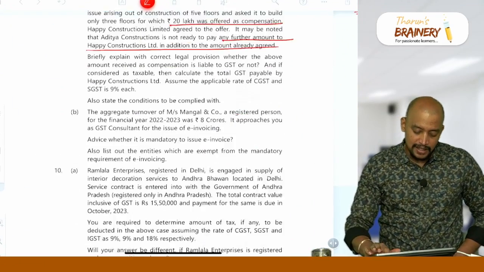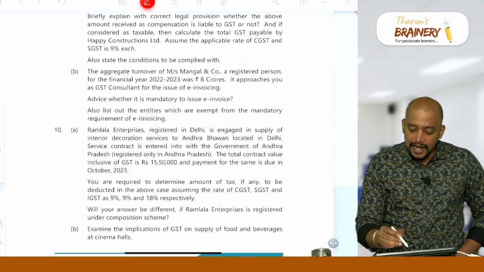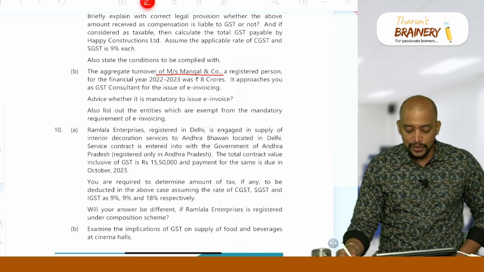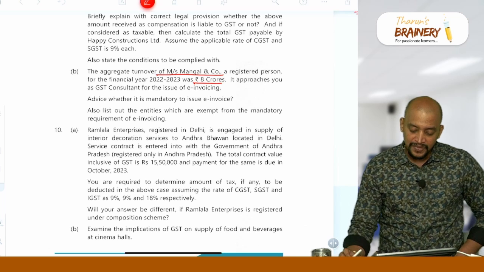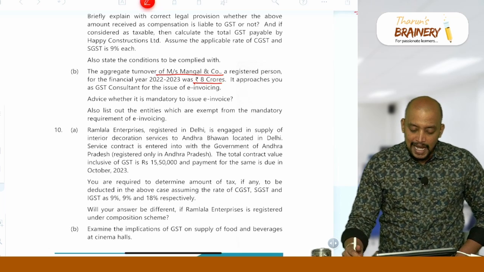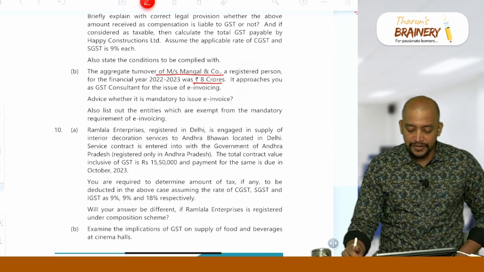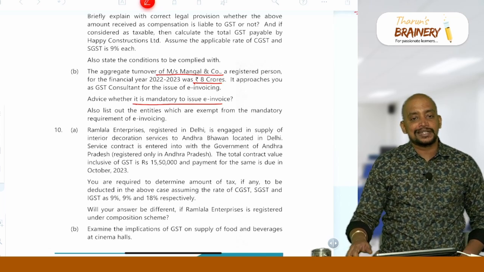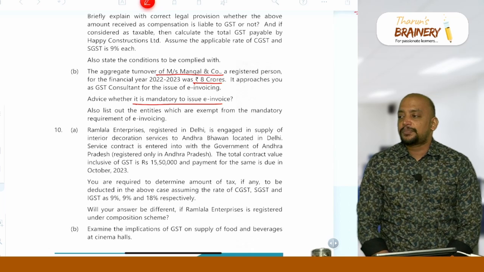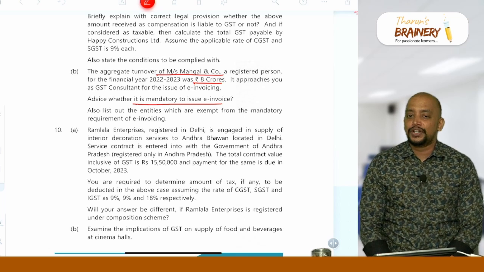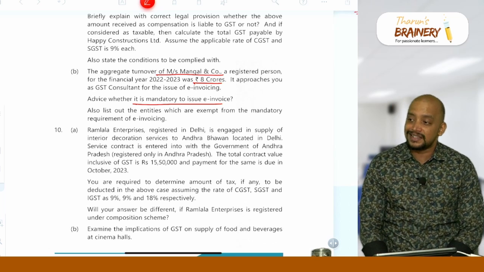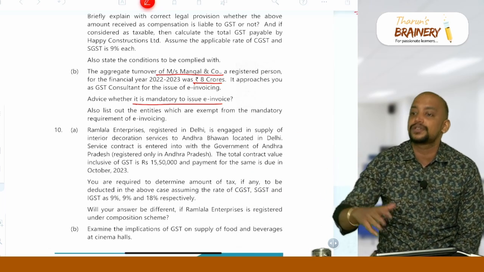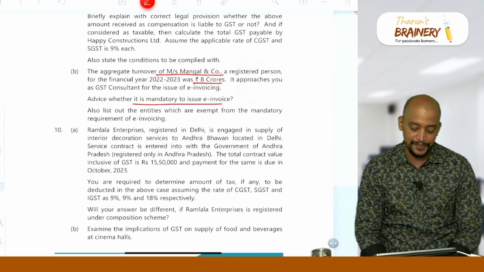Then next one, B. The aggregate turnover of Messrs. Mangal and Co., a registered person, for the financial year 22-23 was 8 crores. It approaches you as a GST consultant for issuance of E-invoicing. Advise whether it is mandatory to issue E-invoice. Yes. So when E-invoice is applicable, any registered person whose aggregate turnover during any previous year from 17-18 exceeds 5 crores is required to give E-invoice. Here it is 8 crores, it exceeds 5 crores, therefore they are required to give E-invoice.